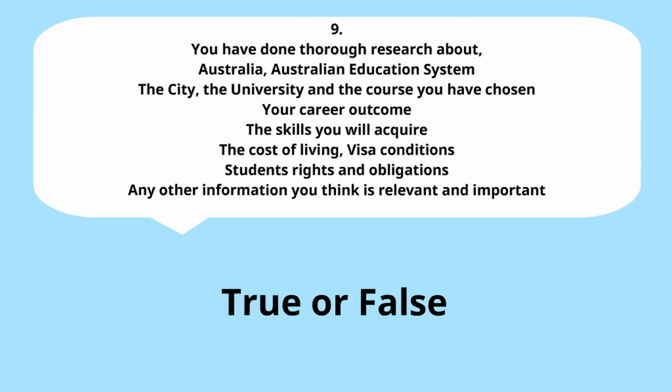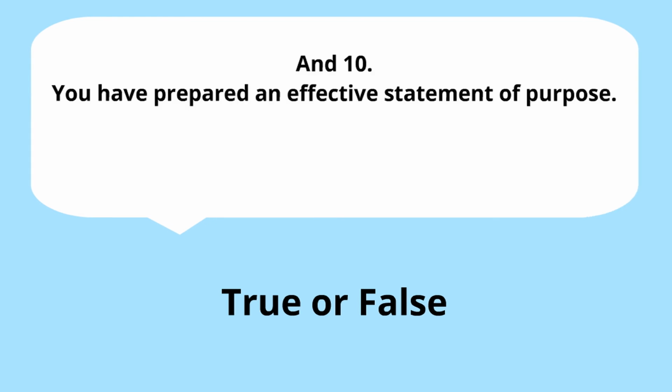9. You have done thorough research about Australia, Australian education system, the city, the university and the course you have chosen, your career outcome, the skills you will acquire, the cost of living, visa conditions, students' rights and obligations, any other information you think is relevant and important. 10. You have prepared an effective statement of purpose.